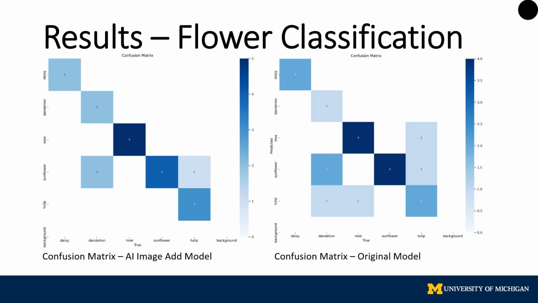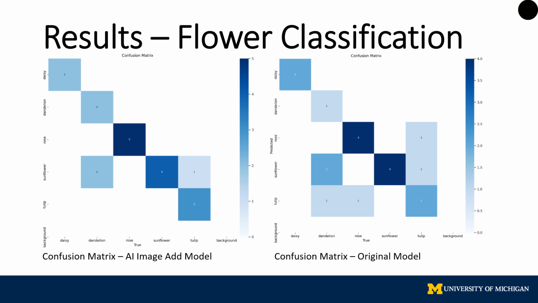So next we'll cover the results of flower classification during training. We have the confusion matrix for the AI added model on the left, and the original is on the right. You can see there's quite the improvement as far as misclassifications within the training data while using AI generated images.